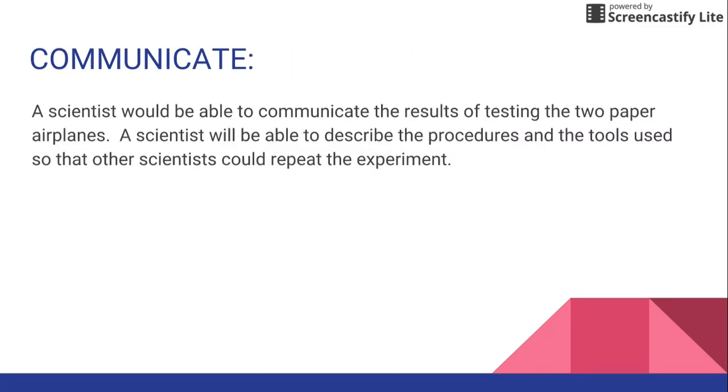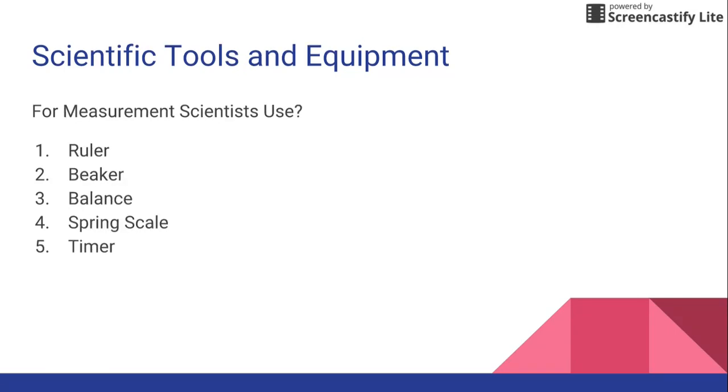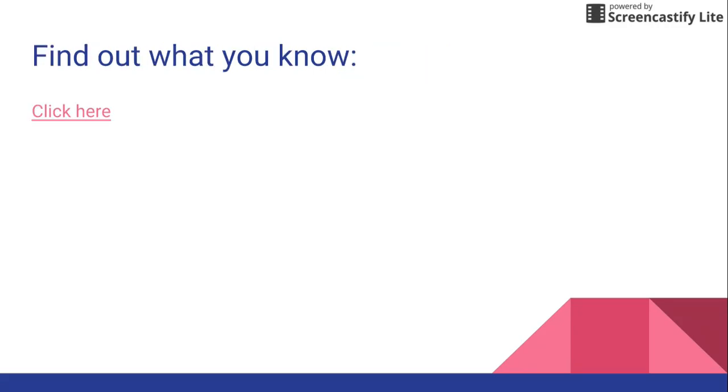Scientists would communicate the results of testing the two airplanes. The scientists will be able to describe the procedures and the tools used so that other scientists could repeat the experiment. Some tools that they may use are a microscope, a hand lens, binoculars, or a telescope. For measurement, they use rulers, beakers, balances, spring scales, and timers.